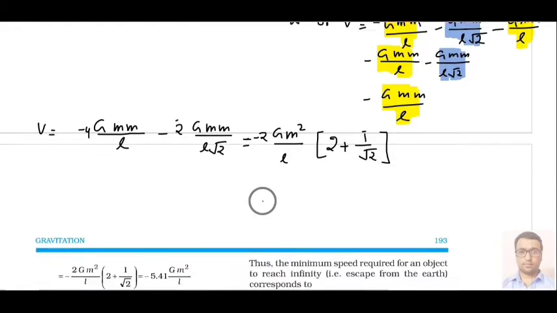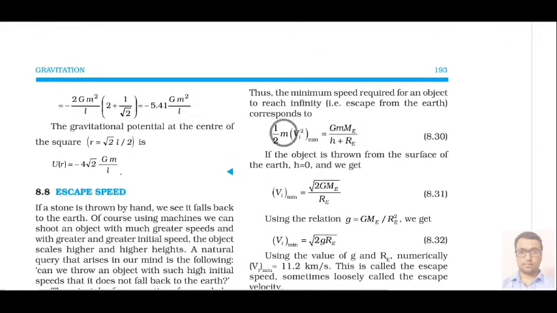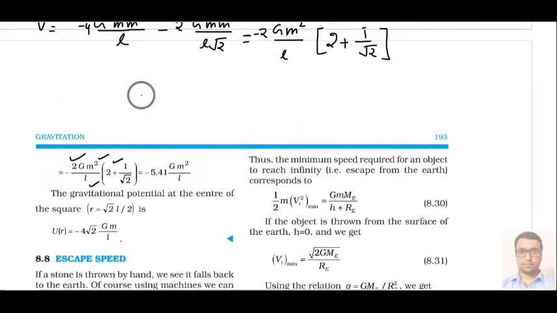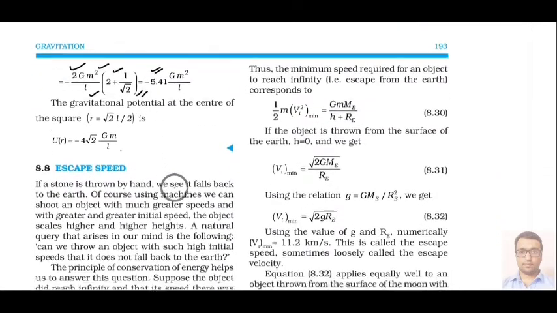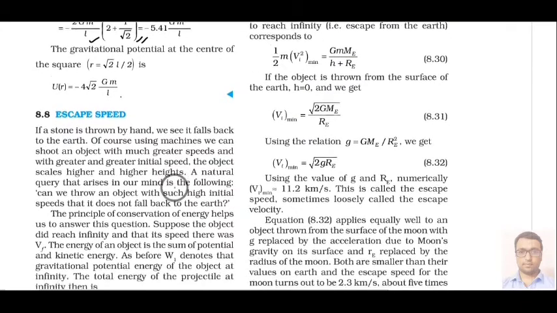Now we will look at our answer. This answer is given in your book: minus 2 G m square upon L into bracket 2 plus 1 by root 2. If we compare this answer, we find both are the same. This is the way you can calculate. The book has also solved its numerical value, but you can leave it up to here also, that is also correct. In this way you can solve potential energy between any given particles.